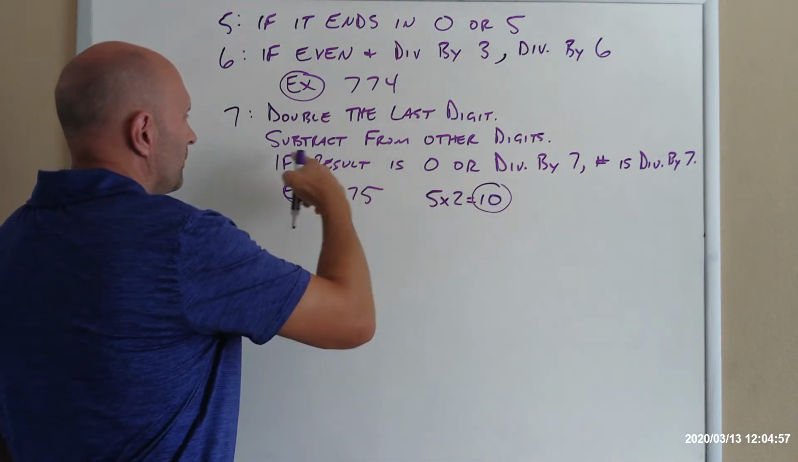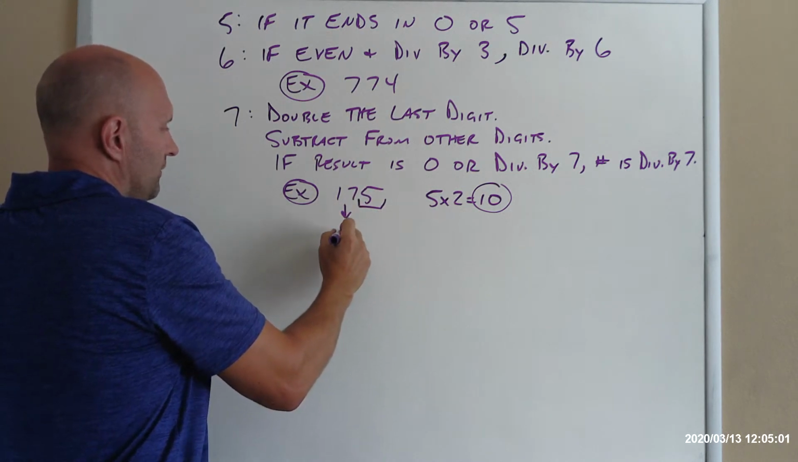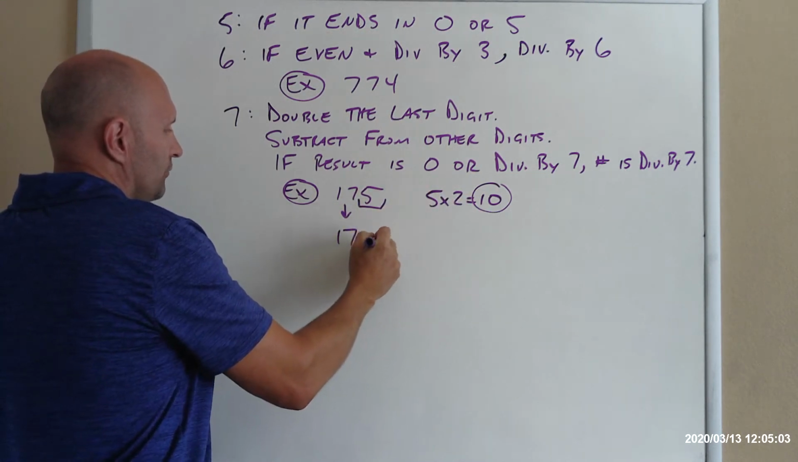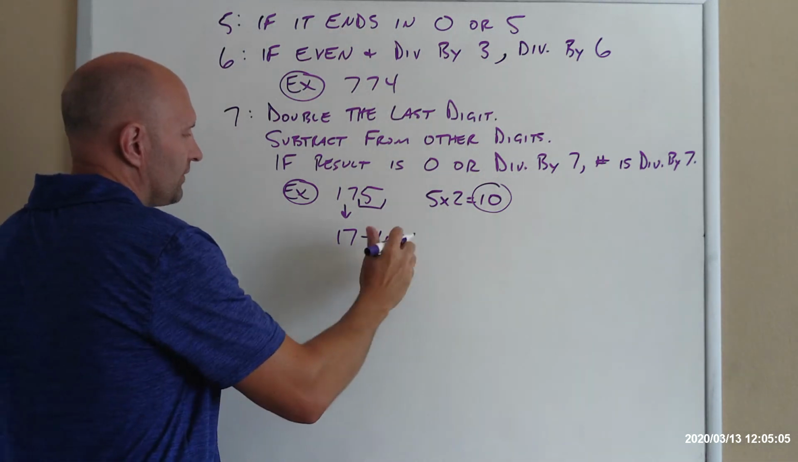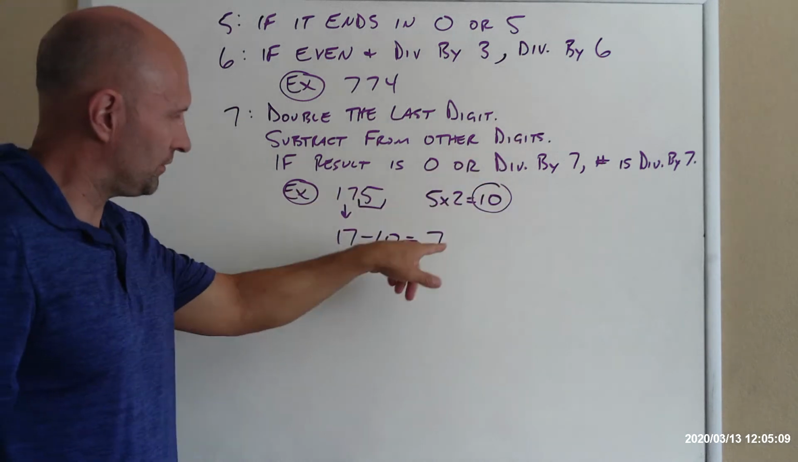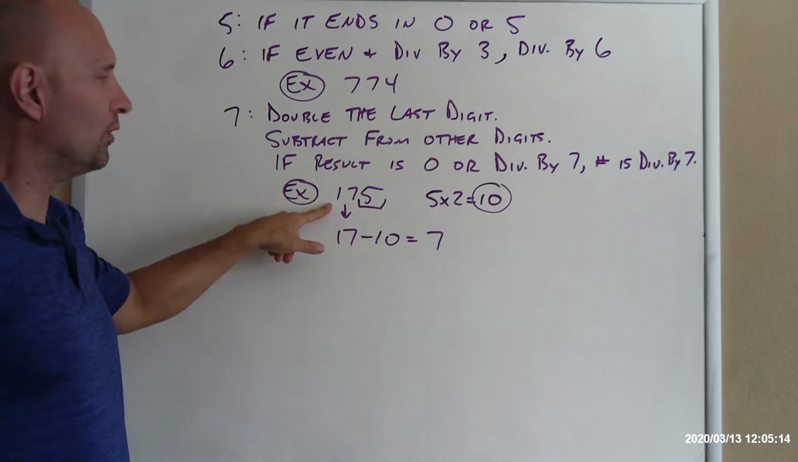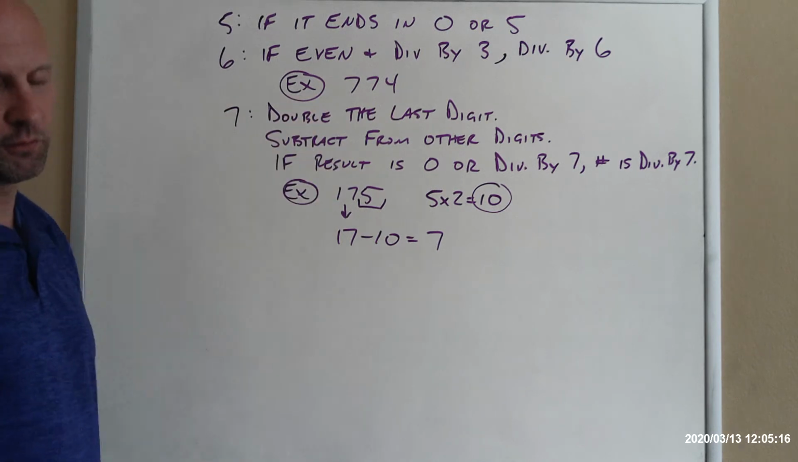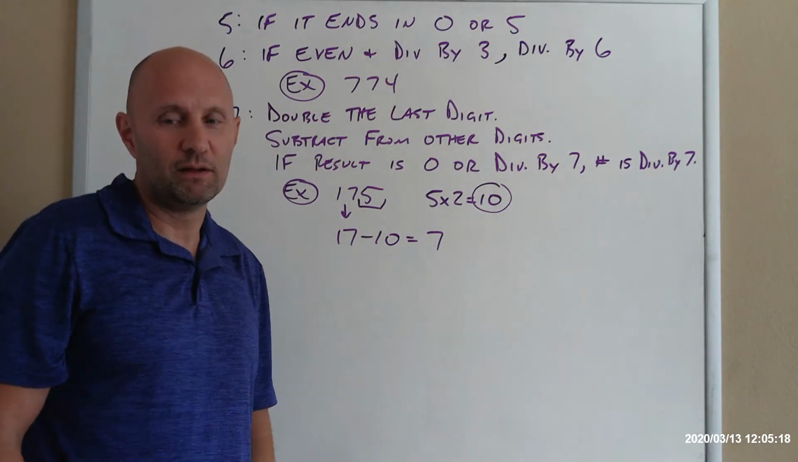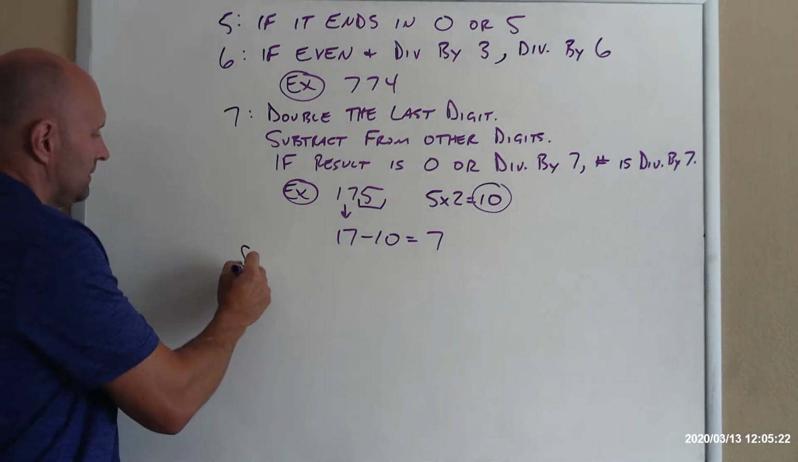So take this number, the answer. We used 5. What's left is 17. Subtract the answer we just got from 17. 17 minus 10 is 7. 7 is divisible by 7, so therefore this entire number is divisible by 7. So those are the steps. Like I said, if you have a calculator accessible, it might be easier to do that.